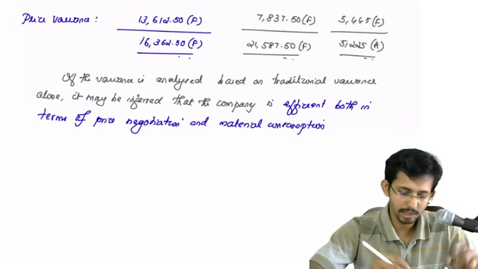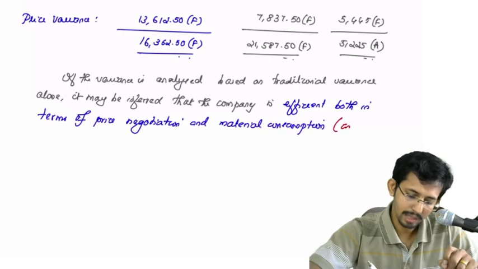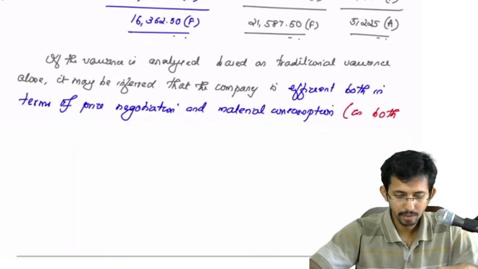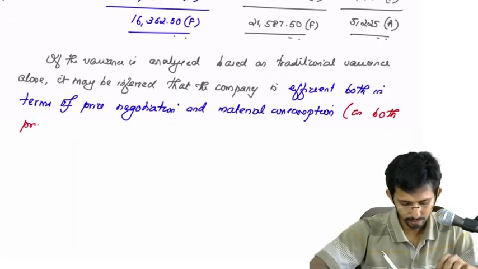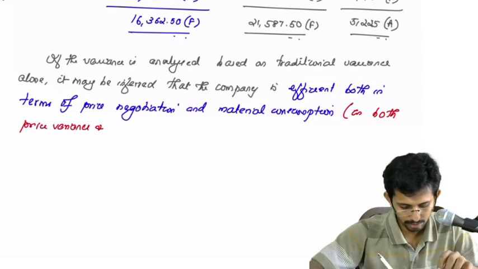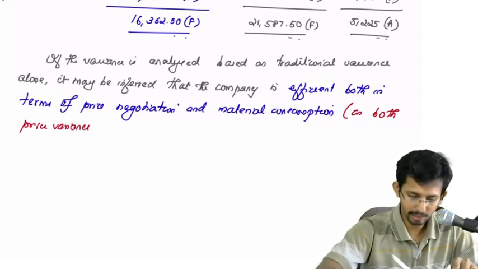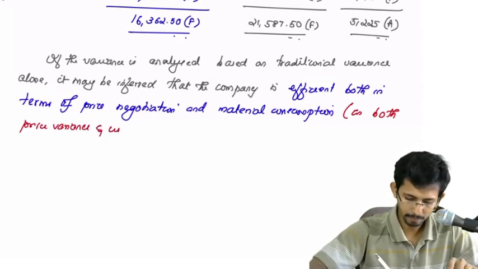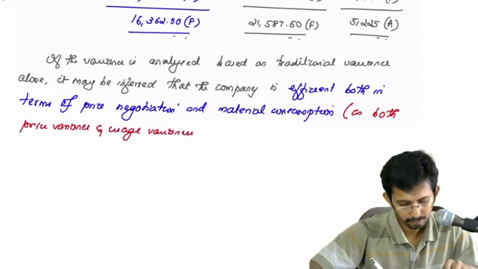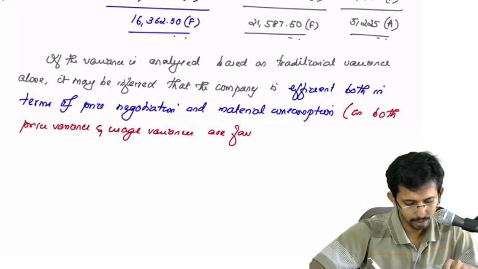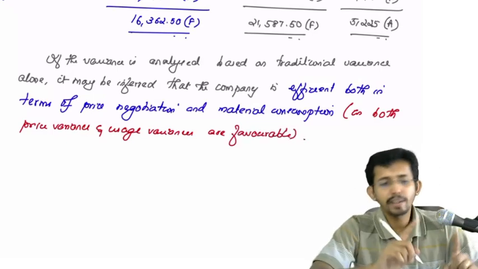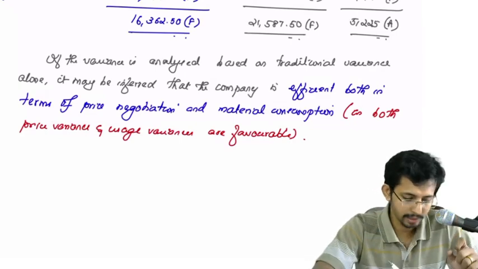How do you come to such a conclusion? Because both price variance and usage variances are favorable. This is the primary inference if you are using only traditional variance.